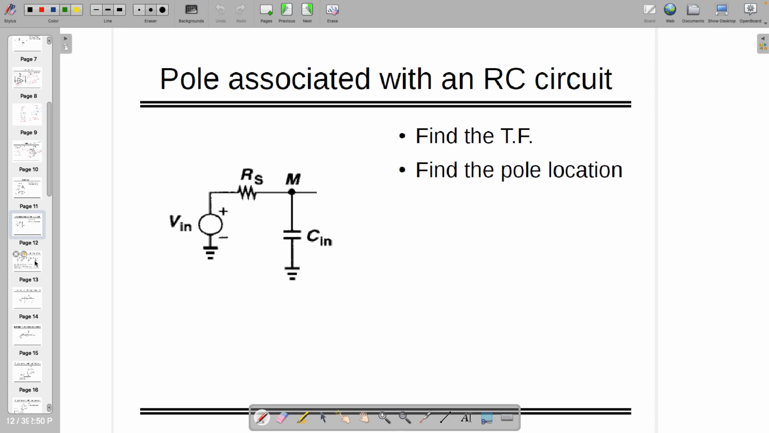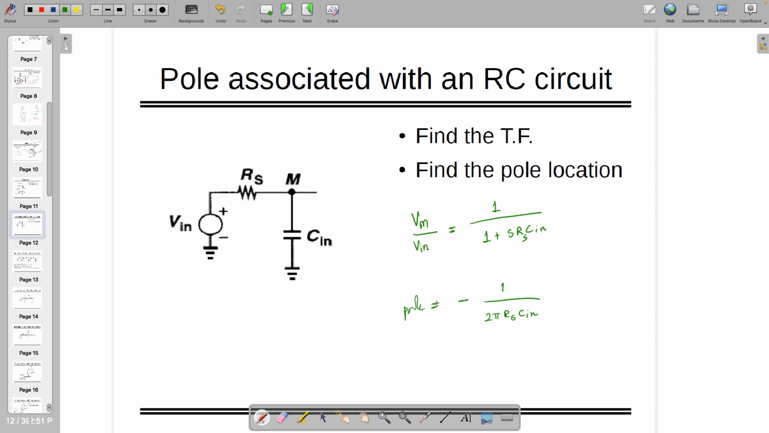Now let's go for this one very quickly. Somebody can volunteer and tell me what is the Vm by V in Laplace domain? One plus R is... Okay, so where is the pole location? In hertz this is the place. In radian per second, 1 by Rs times Cm, right? This is easy. So this is the pole location.